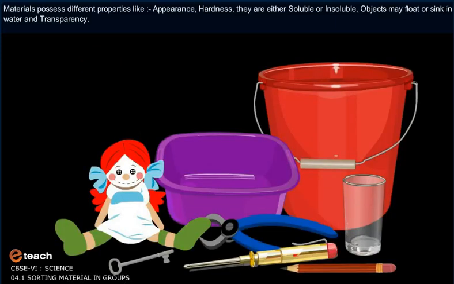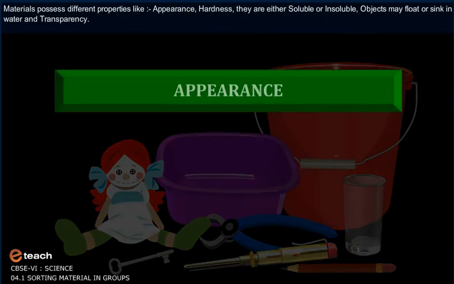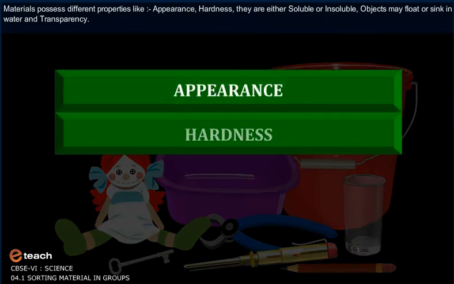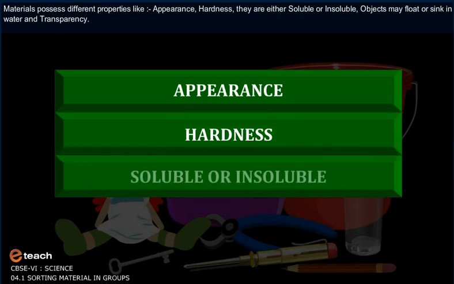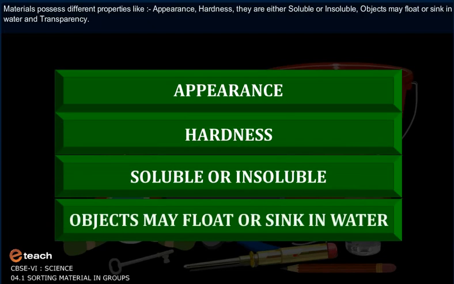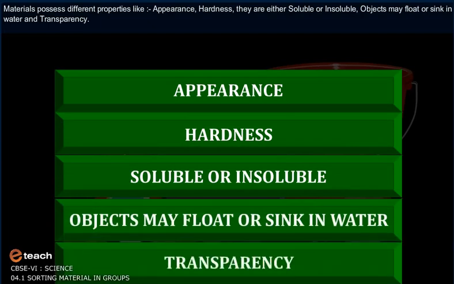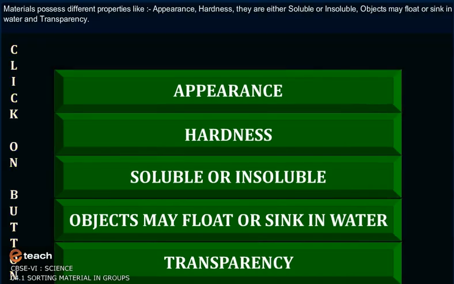Materials possess different properties like appearance, hardness. They are either soluble or insoluble. Objects may float or sink in water, and transparency.